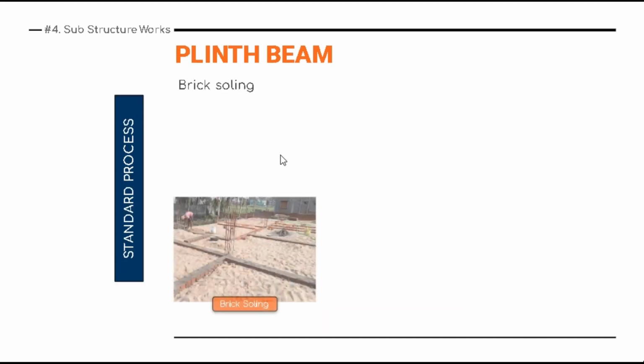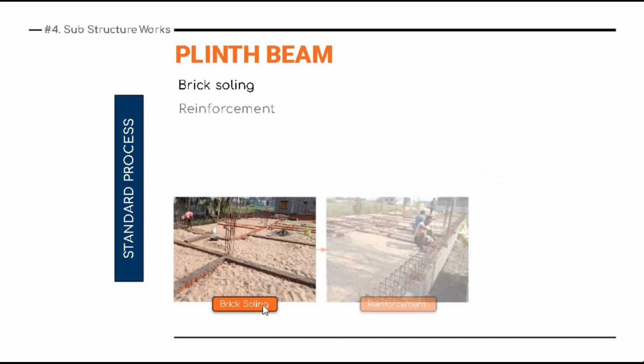So let's understand the standard process of casting of plinth beam, but before that you have some small activities to be done. First is brick soling. Basically these are for internal walls, partition walls, it's not for periphery walls. So brick soling is done here. The best alternative for it is metalling as well. You can do metalling, but better is you can go for brick soling.